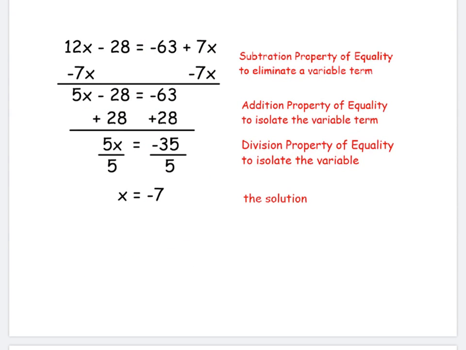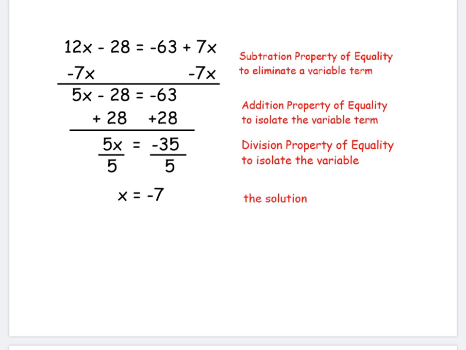So here we have the same steps of what we did to solve that equation, but we have the steps justified. This goes a little bit beyond what we have done in the past. The first step we did was we subtracted 7x from both sides. Because we did it to both sides, that still is a property of equality. And because we subtracted, the property is the subtraction property of equality still, but we did not do it to isolate the variable because we had two variables. When you solve an equation, you only want one. So the reason we did it is to eliminate or get rid of a variable term.